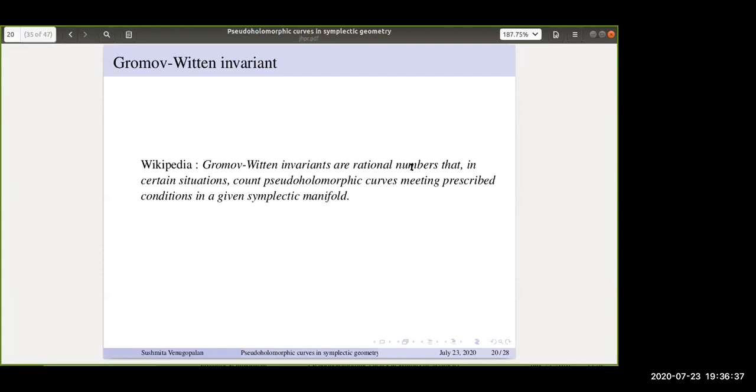So that's why they use this language that these invariants are rational numbers. Notice, rational numbers, not integers, that in certain situations count pseudo-holomorphic curves. Okay. Yeah, but those are not the complexities that we are going to talk about today.